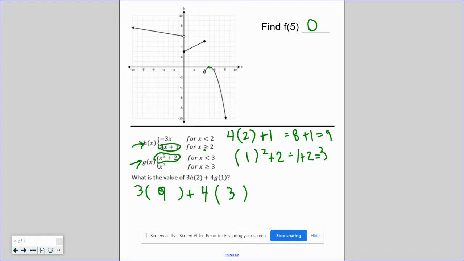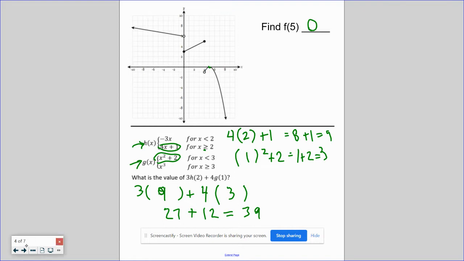So we have to do 3 times 9, which is 27, plus 4 times 3, which is 12. And we're going to add those together because that's what we're supposed to do. That's the operation in between there, is addition. And that's going to give us 39. So your answer for 3h of 2 plus 4g of 1 is going to be 39.